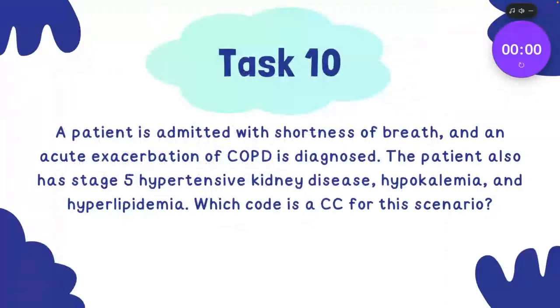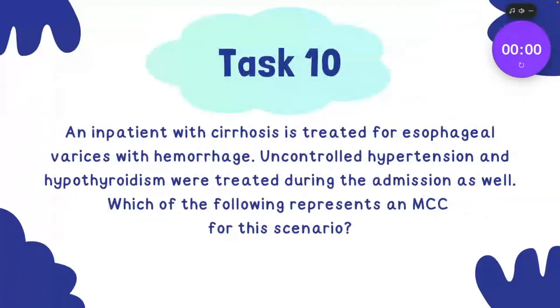All right, let's go on to the next question. An inpatient with cirrhosis is treated for esophageal varices with hemorrhage. Uncontrolled hypertension and hypothyroidism were treated during this admission as well. Which of the secondary diagnoses would be the MCC? So this time you're not looking at the CC, you're trying to figure out what is the MCC.